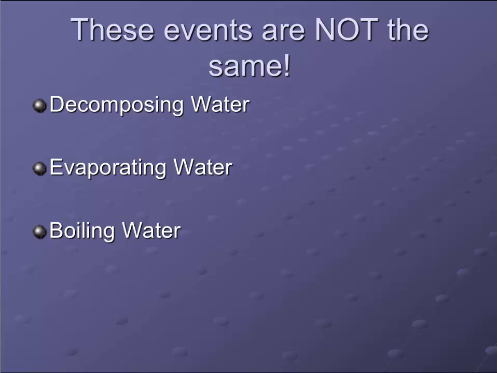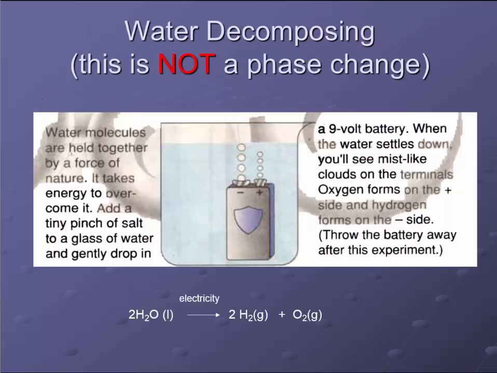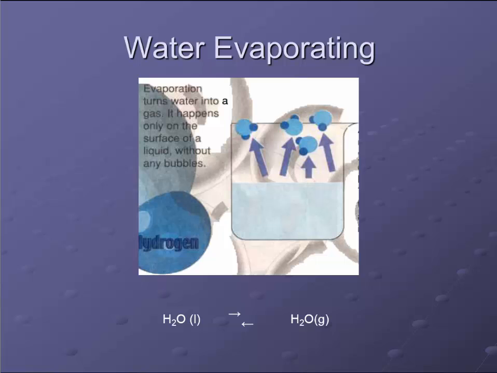Remember that all these events on this slide are not the same. Decomposing water is a chemical reaction where the covalent bond inside water molecules is broken and the free elements hydrogen and oxygen are formed. Evaporating water is any temperature event happening from the surface of a liquid, in this case water, and the only thing that's broken is IMFs between the liquid molecules, as a few of them become vapor phase molecules.